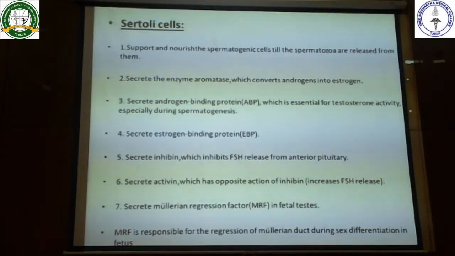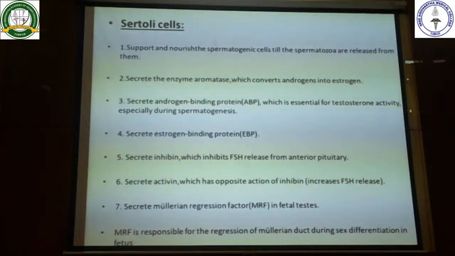So this is also being secreted from the Sertoli cells, the androgen binding protein. It is very essential for the testosterone activity, and this testosterone activity is very much required during the process of spermatogenesis, because spermatogenesis happens under the influence and action of testosterone. If there is a deficiency of testosterone, definitely spermatogenesis is going to be affected.